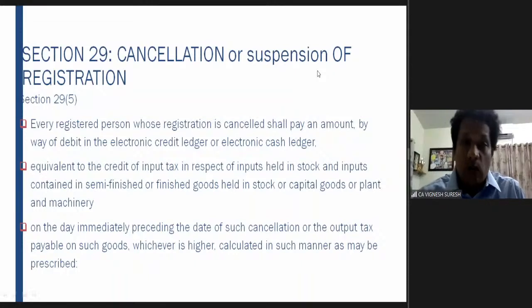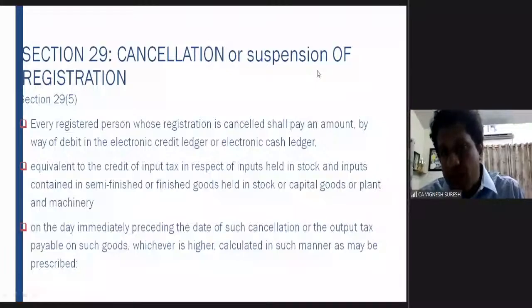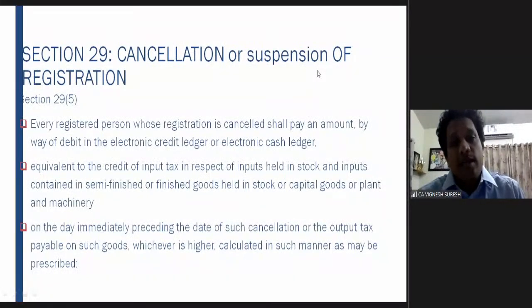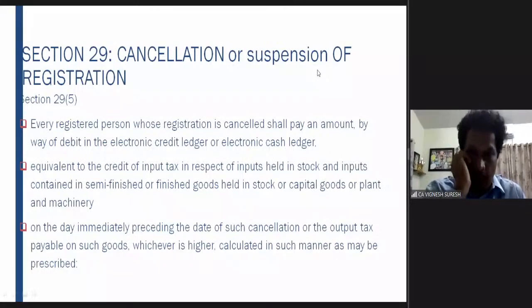Whereas with regard to stock contained in finished or semi-finished goods, it is very simple. Either the input tax credit which is claimed or the output tax payable, whichever is higher. That has to be taken with regard to these particular stocks which are lying.